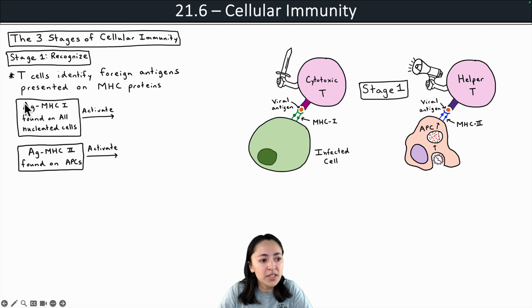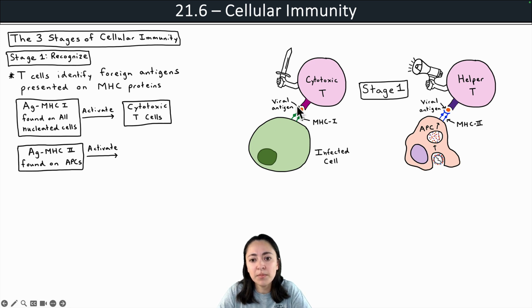Any antigen MHC1 complexes found on all nucleated cells will activate our cytotoxic T cells. Here you can see an infected cell. This cell is infected by a virus. It's presenting some of the viral antigens on its MHC1 complex. So we can call this an antigen MHC1 complex, because the antigen is bound to the MHC1. What's going to recognize that?